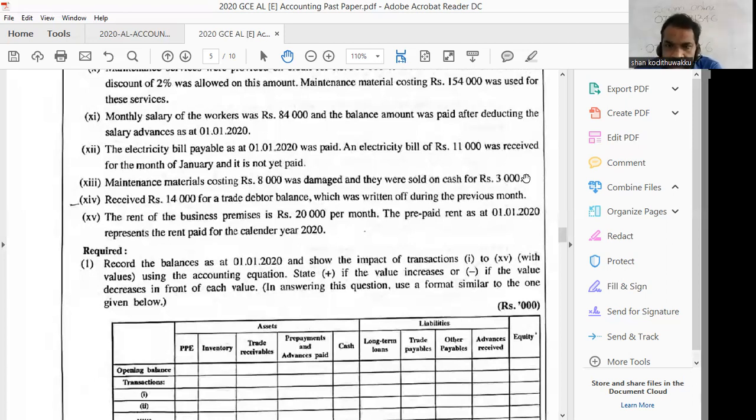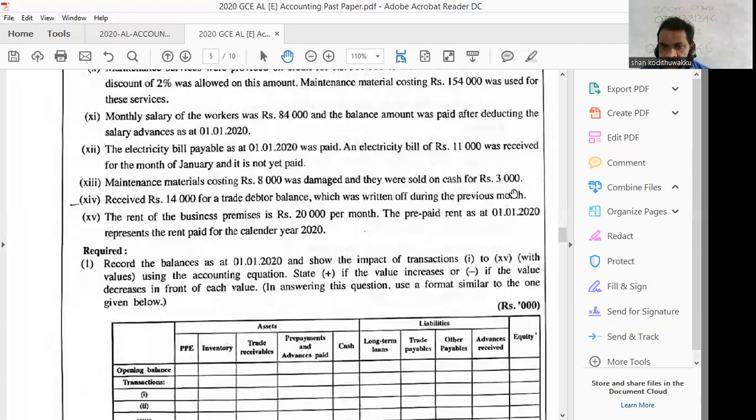Therefore, here we can consider it as income. Why? When you write off bad debts in the current month or current year, we consider it as a loss now. Therefore, we deduct it from debtors, so trade receivable and minus effect to equity. Why? Loss. But here, as they have received money for the previous month's bad debt written off, we can consider it as income. Therefore, 14,000 rupees under cash plus and under equity plus 14,000.